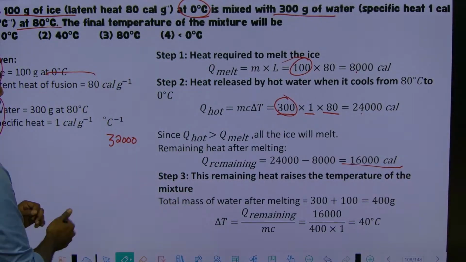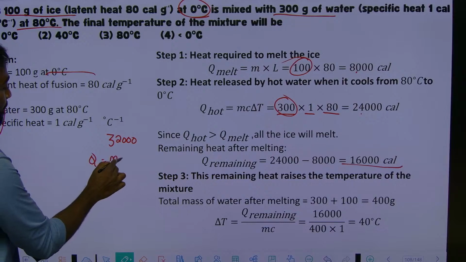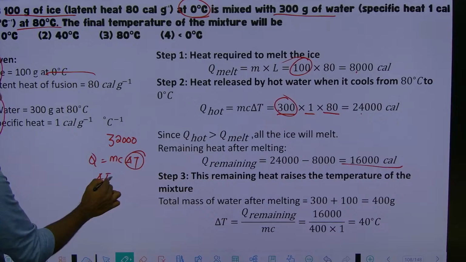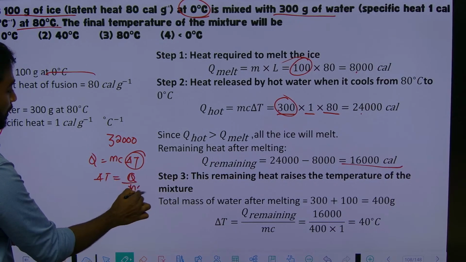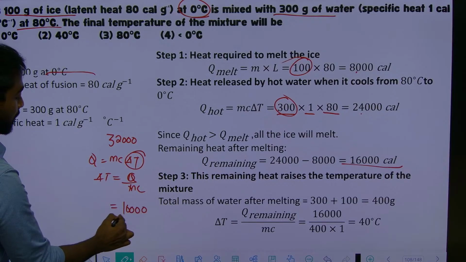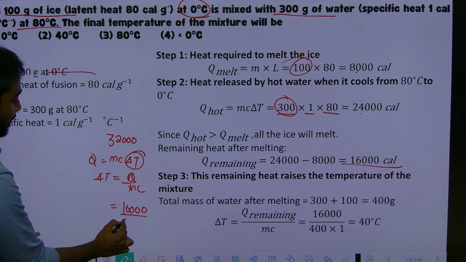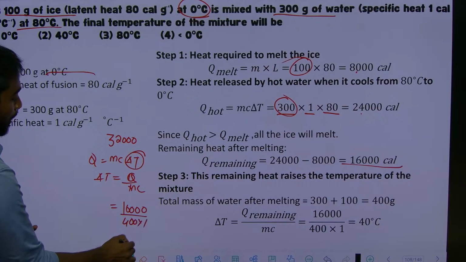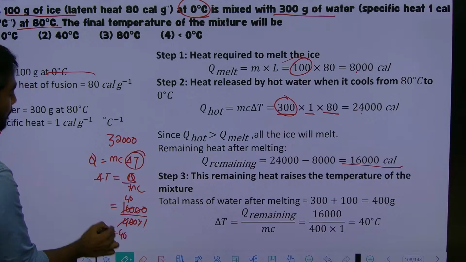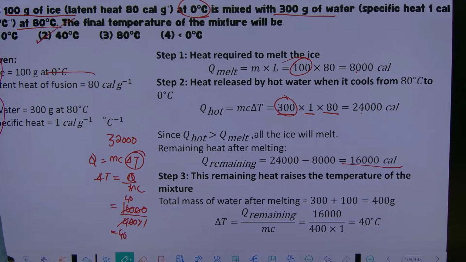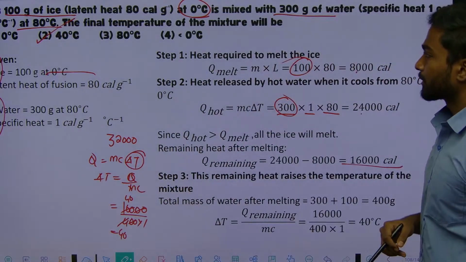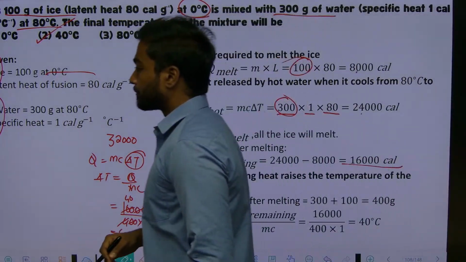So what is the formula? Q is equal to mc delta T, where I need to find delta T. So delta T will be equal to Q divided by m into c. And what is Q? 16,000 divided by, what is m? Mass, it is 400, and into 1. So 2 zeros and 2 zeros cancel, 1 times and this is 4 times. Answer is 40. Yes? Got it? Answer is 40.